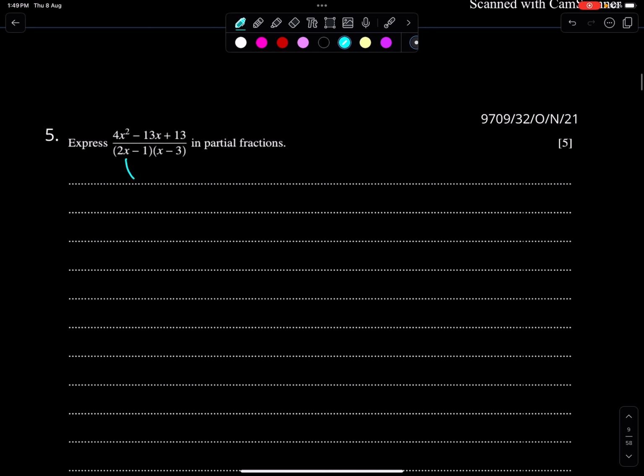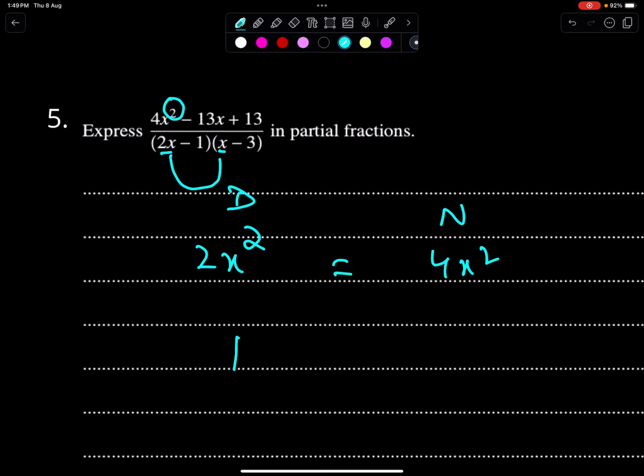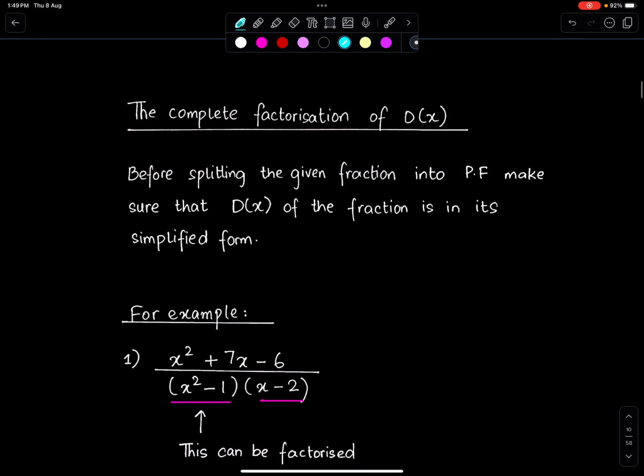Another example of improper fractions. When we multiply these two terms, we will get 2x squared. And the highest power of the variable in the numerator is also 2. Since both are the same, therefore this fraction is improper. So this is the way to differentiate between the fractions.